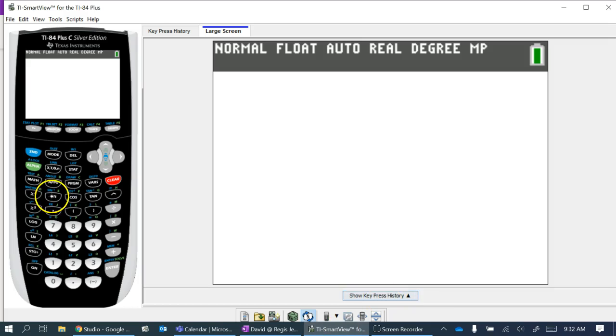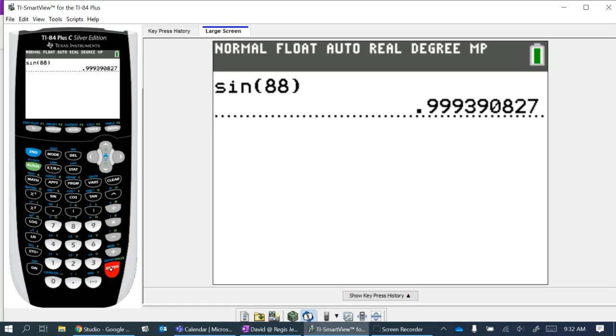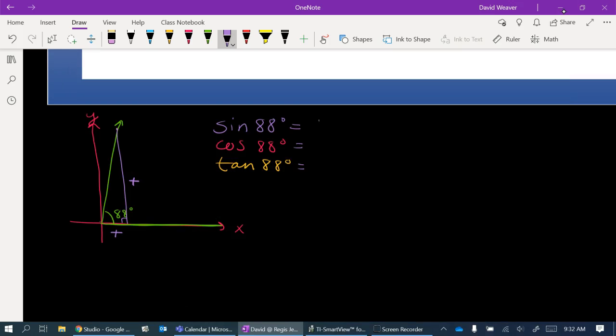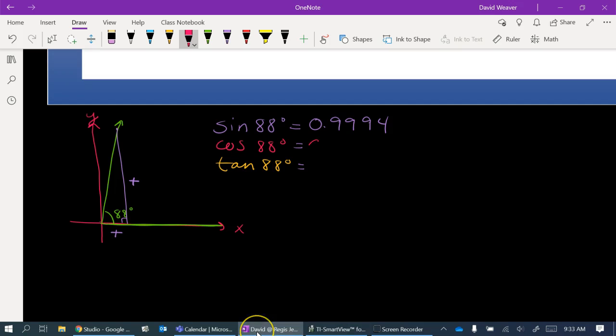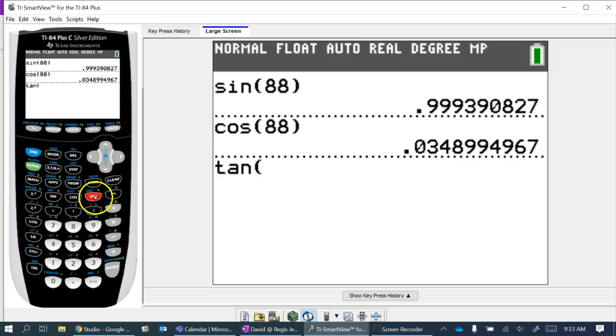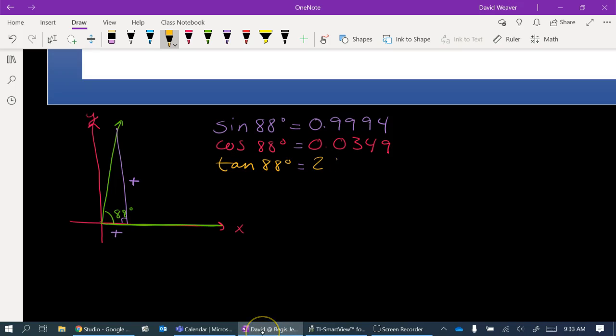So let's find the sine of 88 degrees. 0.9994. We'll round that off at 4 decimal places. Definitely a positive number. And in fact, we can do exactly the same thing with cosine and tangent, and we'll fill those in here as well. Alright, so much for 88 degrees.